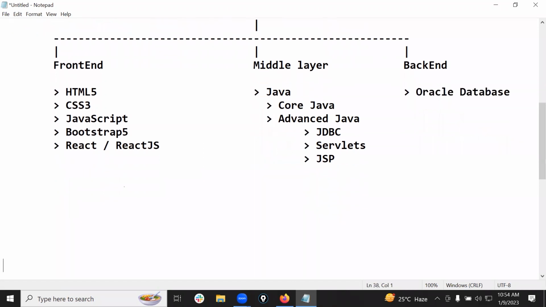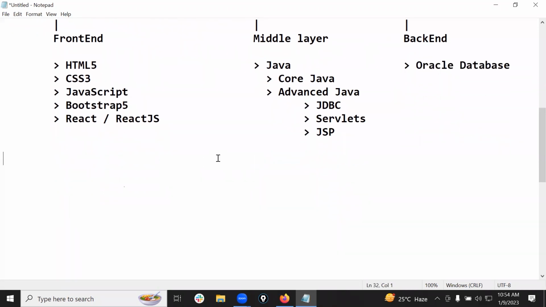Along with this course, I will give you frameworks. So the question may be coming, what are frameworks? See, in the companies, we are working with frameworks only.